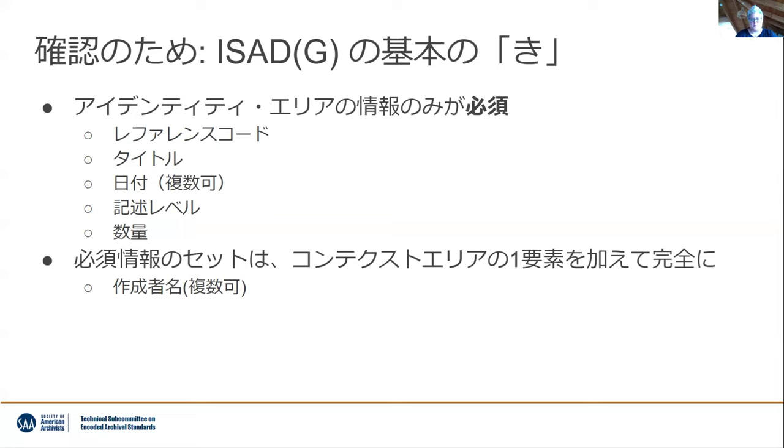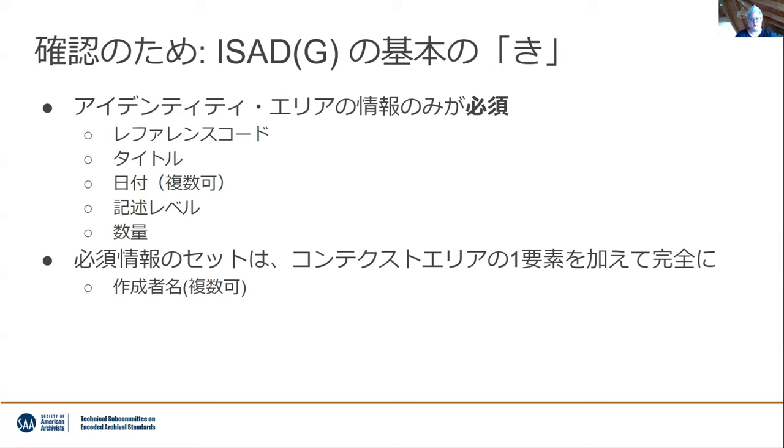The identity statement will be the focus of the conversation later on, because essentially only the information that is in the identity statement of ISAD(G) is labeled as essential. And that basically covers five main aspects. That is the reference code, some kind of identifier of the material that you are describing, a title, dates, usually the dates of creation, a level of description, so that you can tell your users whether you're describing a collection as a whole or a specific item within a collection. And then a statement of extent.